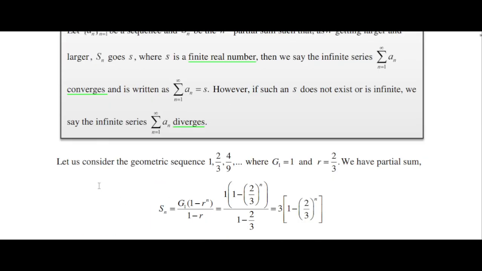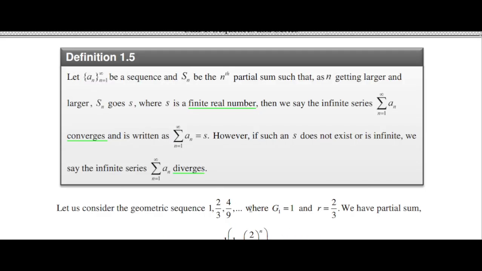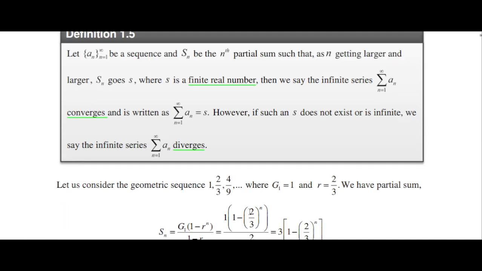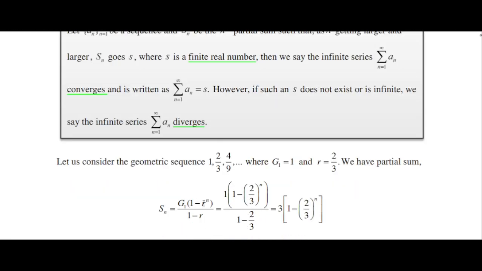Let us consider the geometric sequence 1, 2/3, 4/9. Here G1, the first term, will be 1, and the common ratio r is (2/3) divided by 1, which is 2/3. This r is less than 1. We have the partial sum S_n, which will be like this: G1 times (1 minus r to the power of n) over (1 minus r). After simplifying this, we get S_n equal to this.